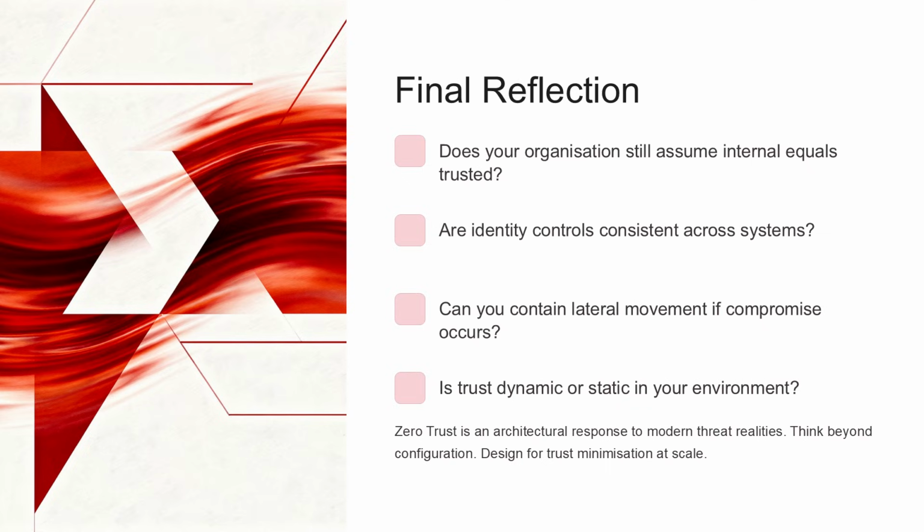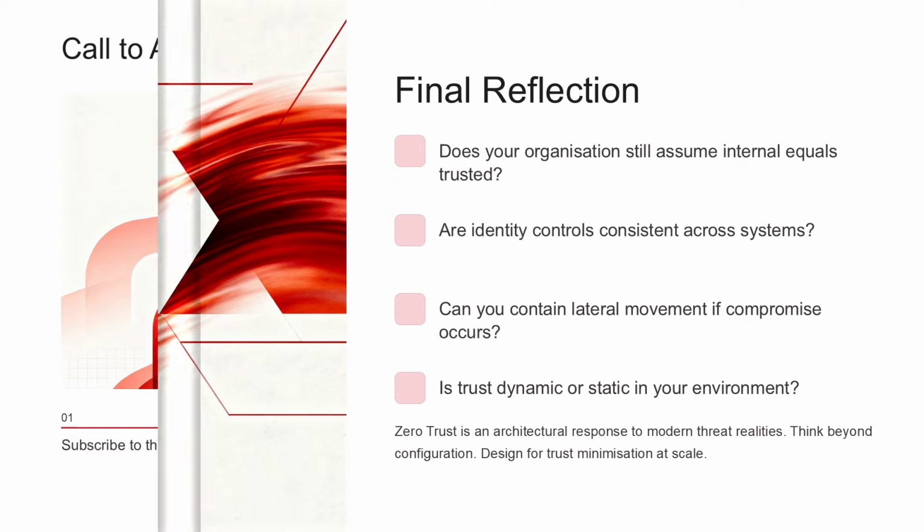Ask yourself, does your organization still assume that internal equals trusted? Are identity controls consistent across systems? Can you contain lateral movement if compromise occurs? Is trust dynamic or static in your environment? Zero trust is not a trend. It is an architectural response to modern threat realities. If you implement it superficially, attackers will bypass it. If you implement it architecturally, it transforms resilience. You must think beyond configuration. You must design for trust minimization at scale.